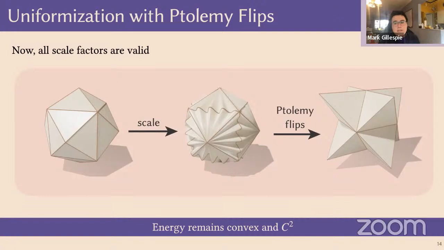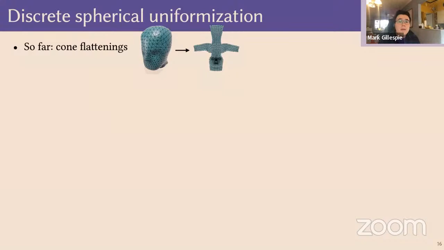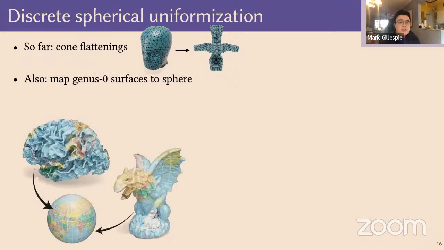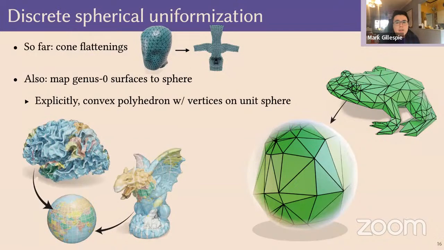All right, so that's the story of discrete conformal parameterization with Ptolemy flips. Now let's take a quick look at spherical uniformization before moving on to some results. So far, I've been talking all about mapping meshes to the plane. However, we can also apply all of this machinery to map surfaces to the sphere instead. More explicitly, given any genus zero triangle mesh, we can compute a discretely conformally equivalent polyhedron, which is convex and inscribed in the unit sphere.